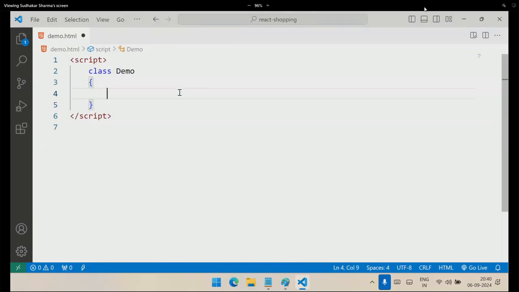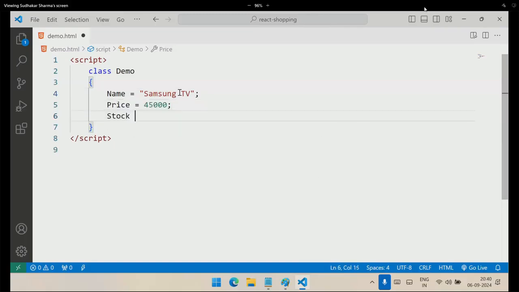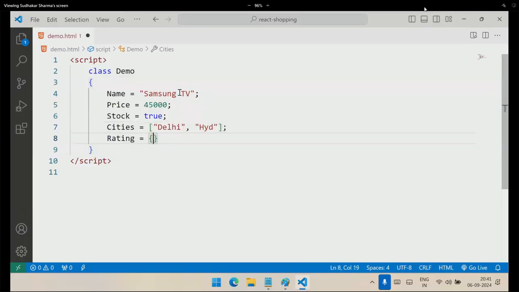In this class, we have a name. It can be a string. We have some price. It can be a number. We have stock. It can be a boolean. We have cities. It can be an array. We have rating, which can be an object. All these are the same. How do we access them?